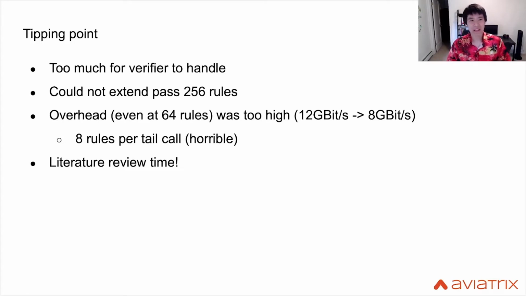A lot of that had to do with the fact that we're doing 8 rules per tail call, and reparsing the packet for each tail call. So we had to get rid of that somehow as well. Fortunately, there's a large body of theory behind packet classification, which I wasn't aware of until now. So we did some literature review.